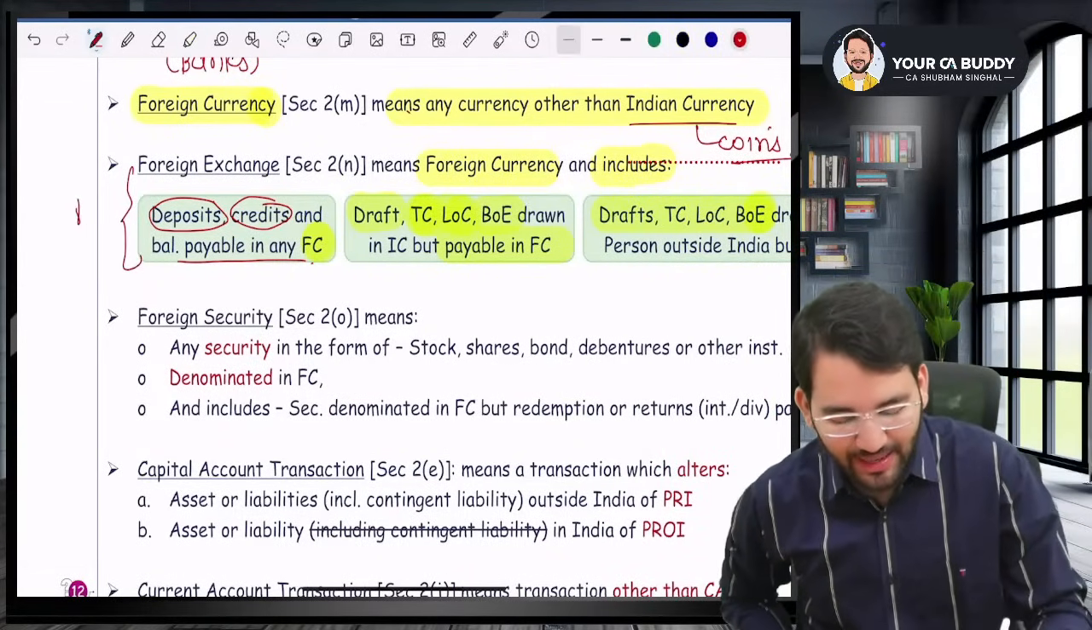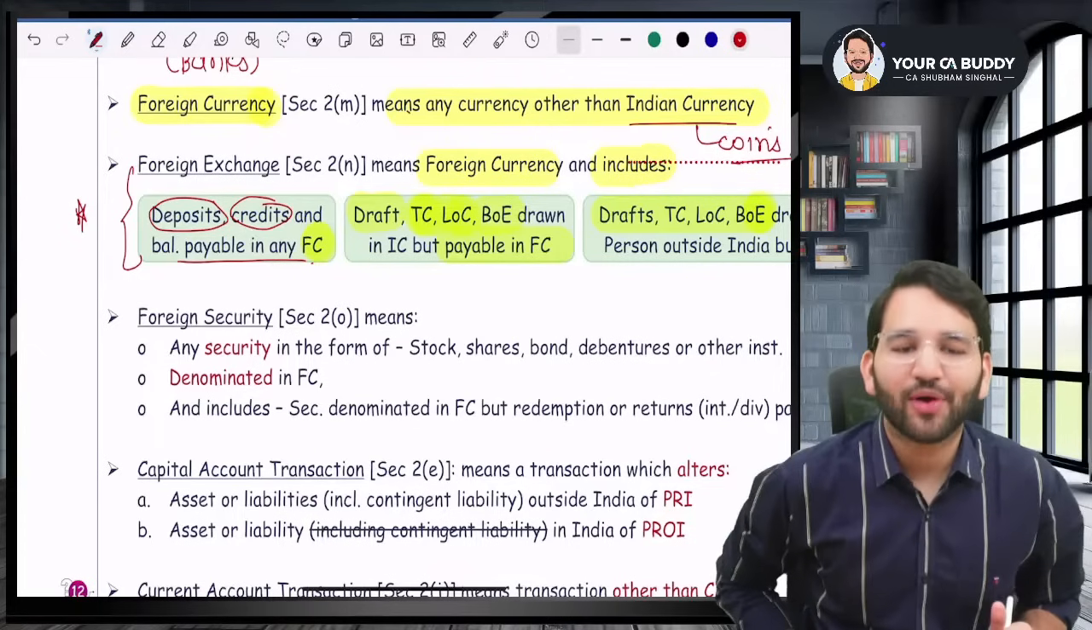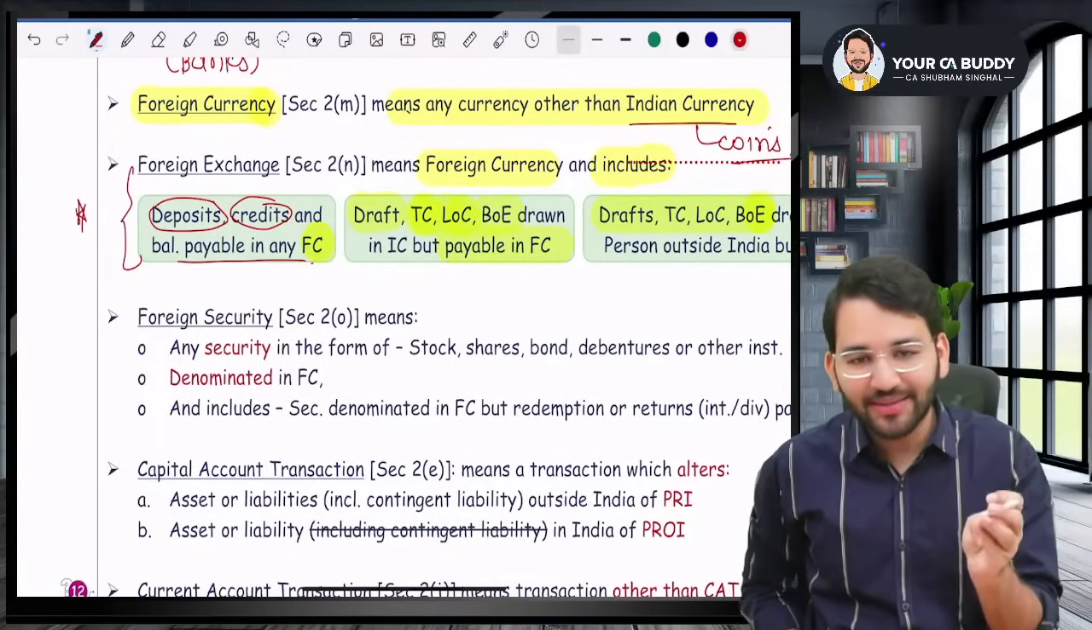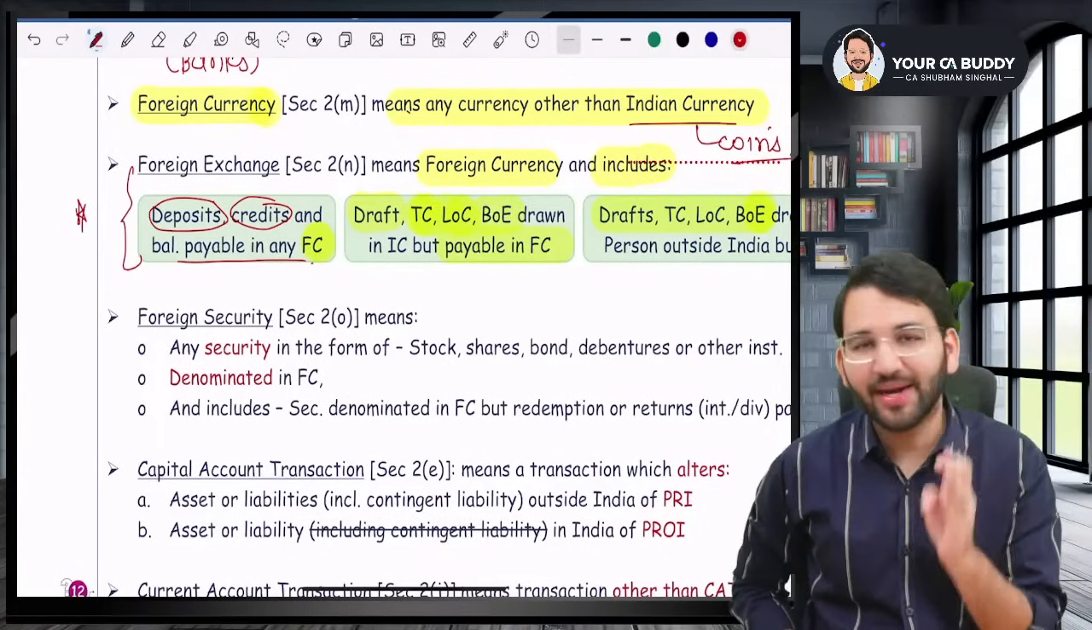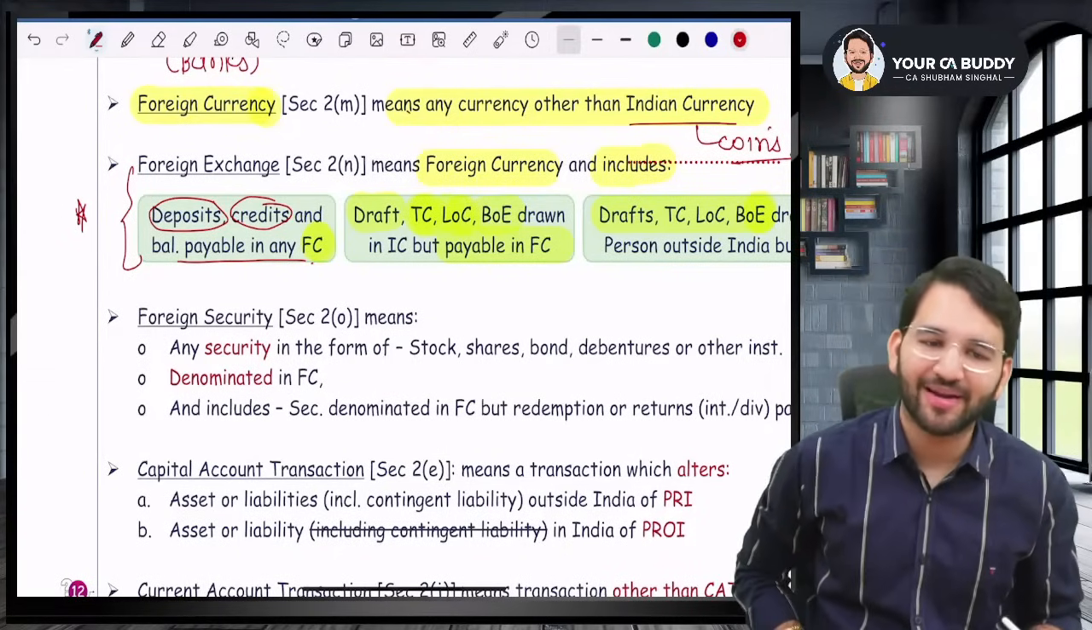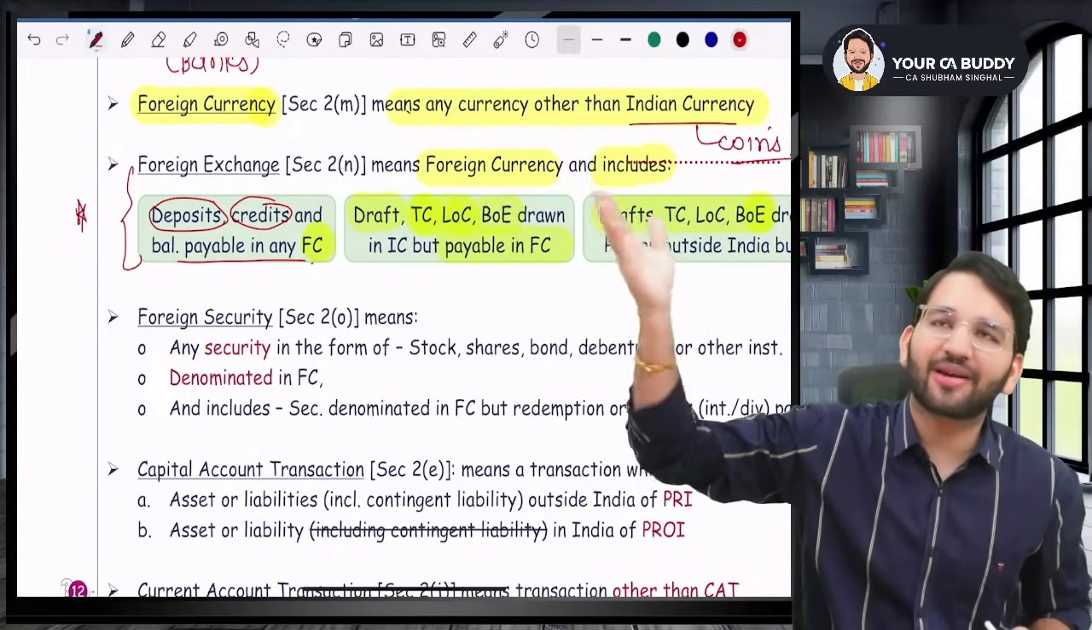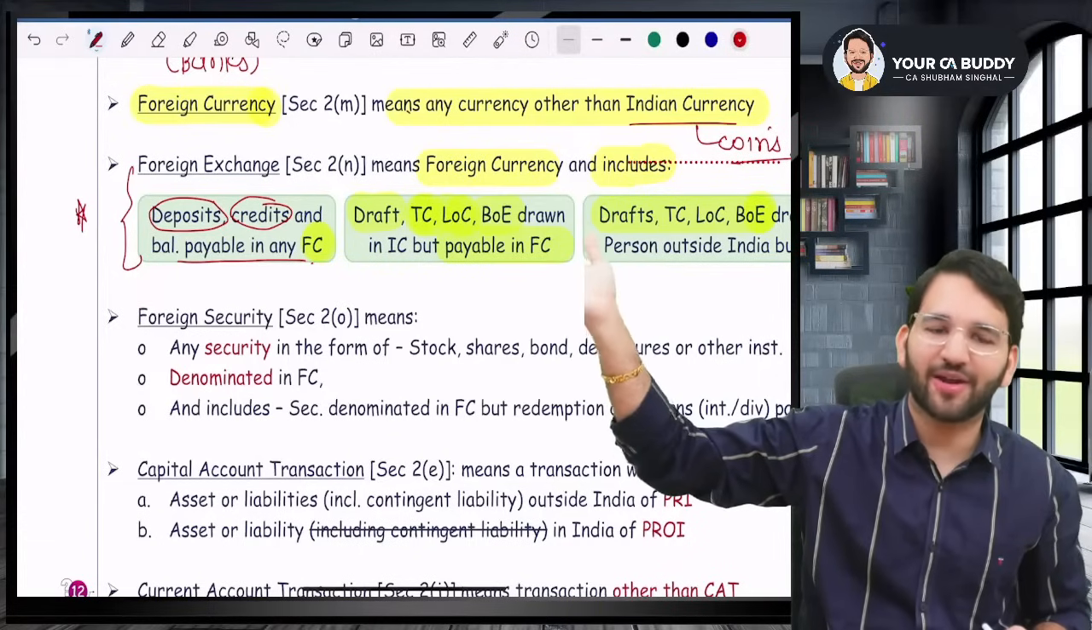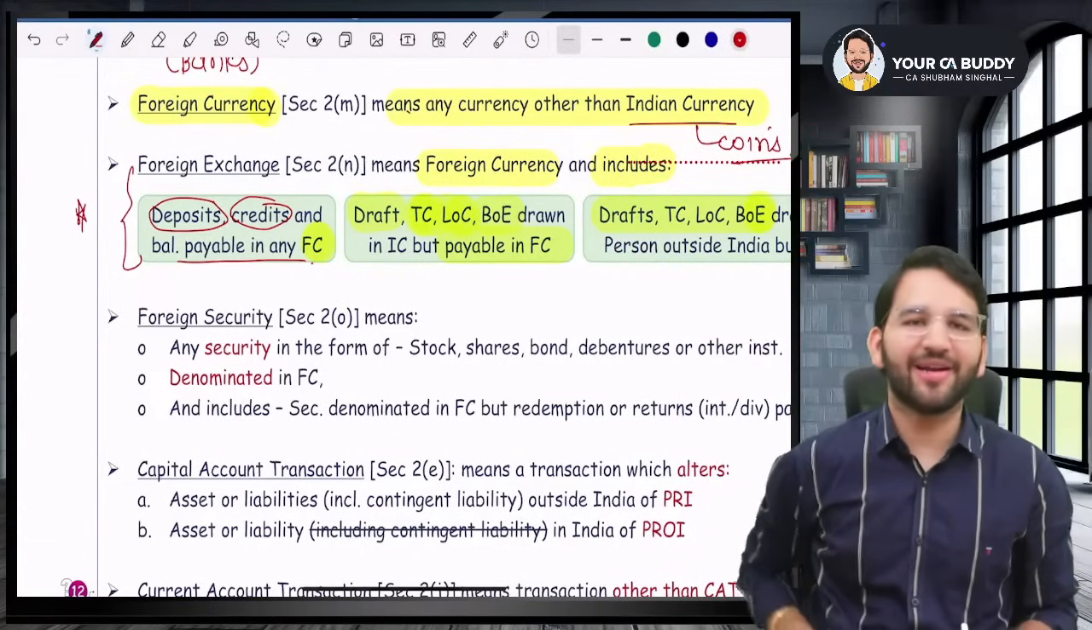So try to remember, sir. Can it be asked in your exam? Yes, sir. What is foreign exchange? Foreign exchange means foreign currency and includes deposits, credits, or balance payable in any foreign currency. Draft, traveler's check, bills of exchange, and letter of credit, payable in foreign currency or payable in Indian currency.